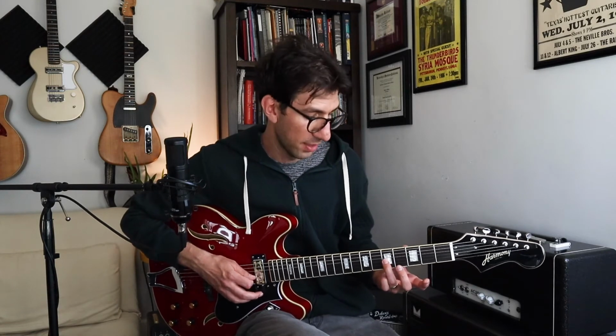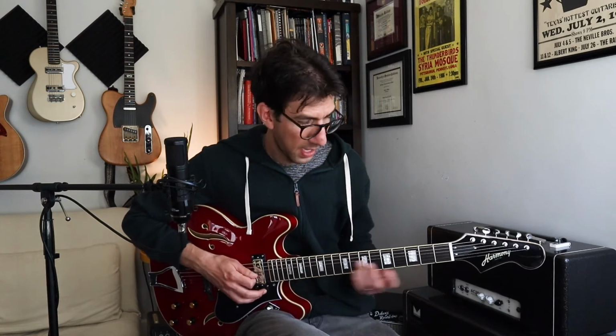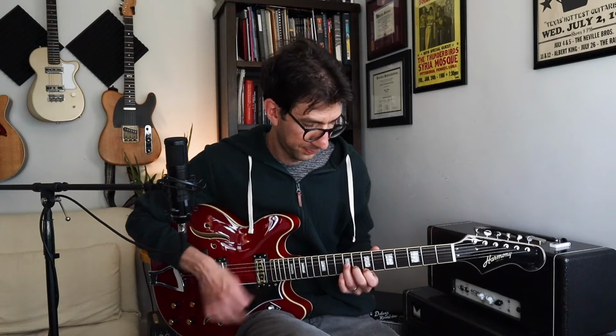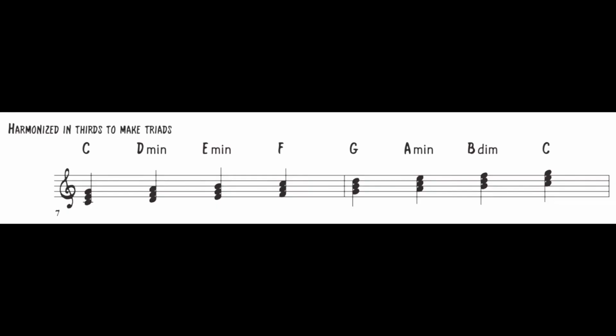What you might notice is that the lowest note of the chord, the root of each chord, is just the C major scale. And we're just stacking thirds from the C major scale. And if you look at how this is written on the staff in standard notation, you'll see each chord is just every other note of the scale.